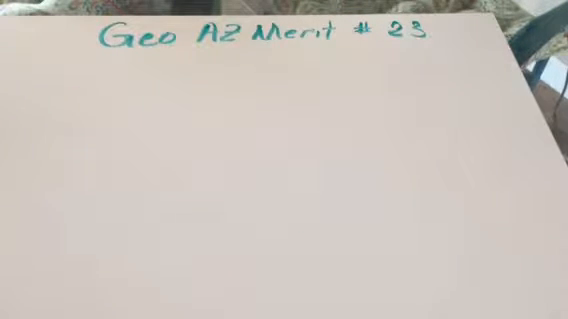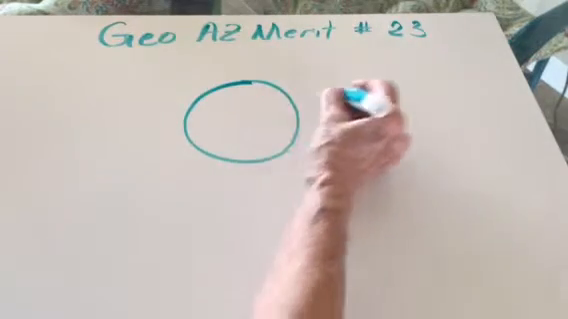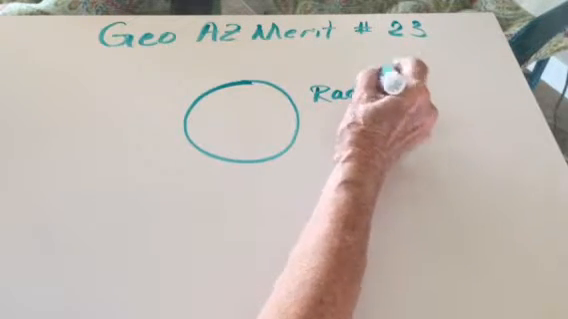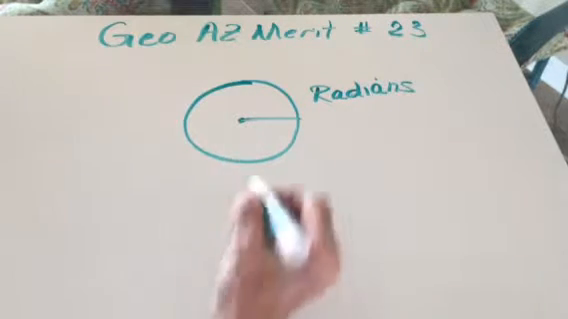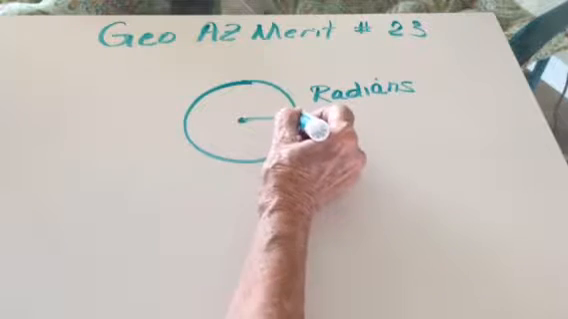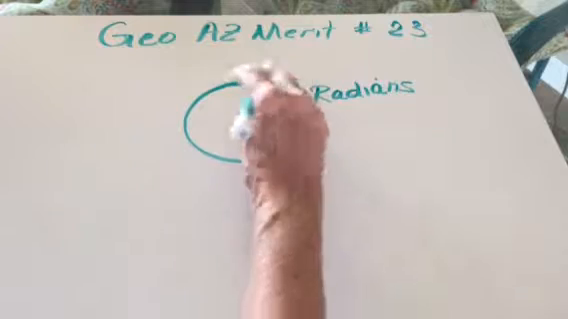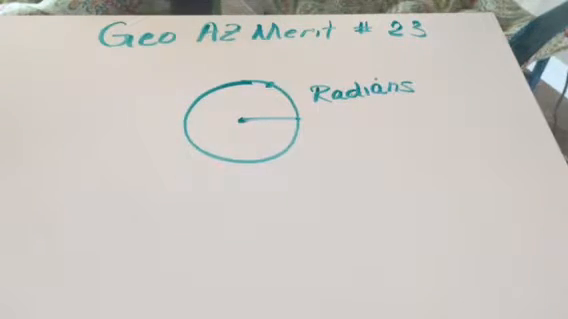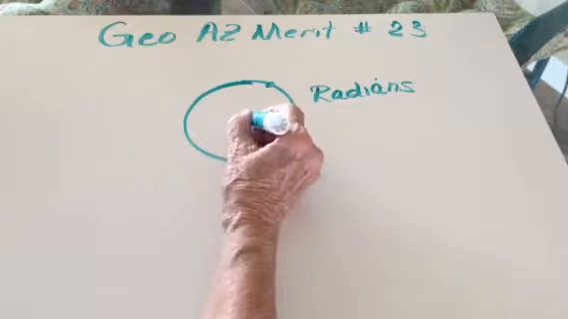All right, I'm going to review a couple of things with you. Number one, when I'm talking about radians, let's say this is the radius, okay? A radian, remember, is that distance, but it goes around the circle. So if I take this and go up here, how many of these radians will go around the circle? That's what it's talking about.